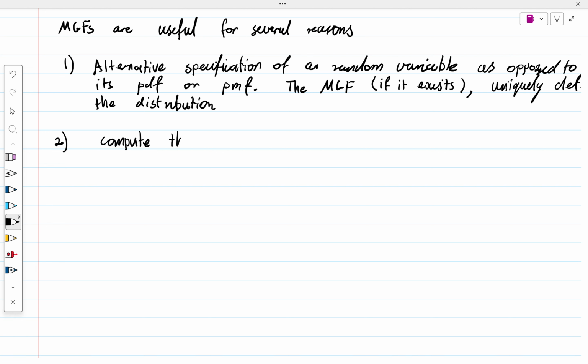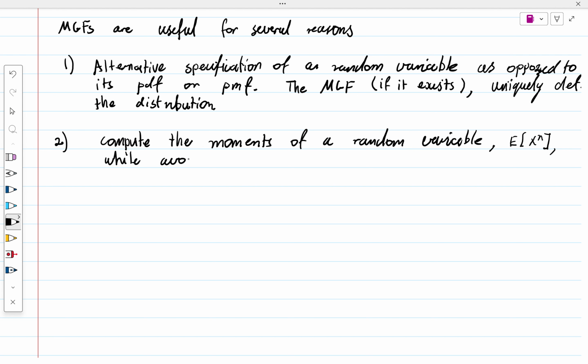of a random variable. And we'll see that a little bit later. In particular, what I mean here is the expected value of x to the n. And why is this useful? Because it sometimes avoids, or rather, helps us avoid the complexity of integration and summation.